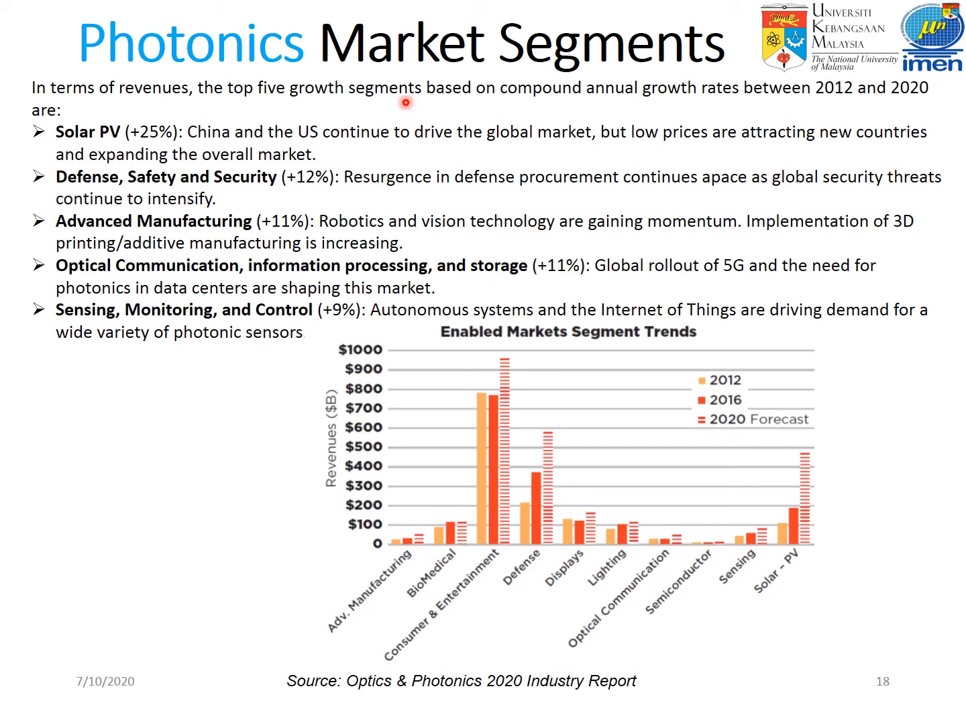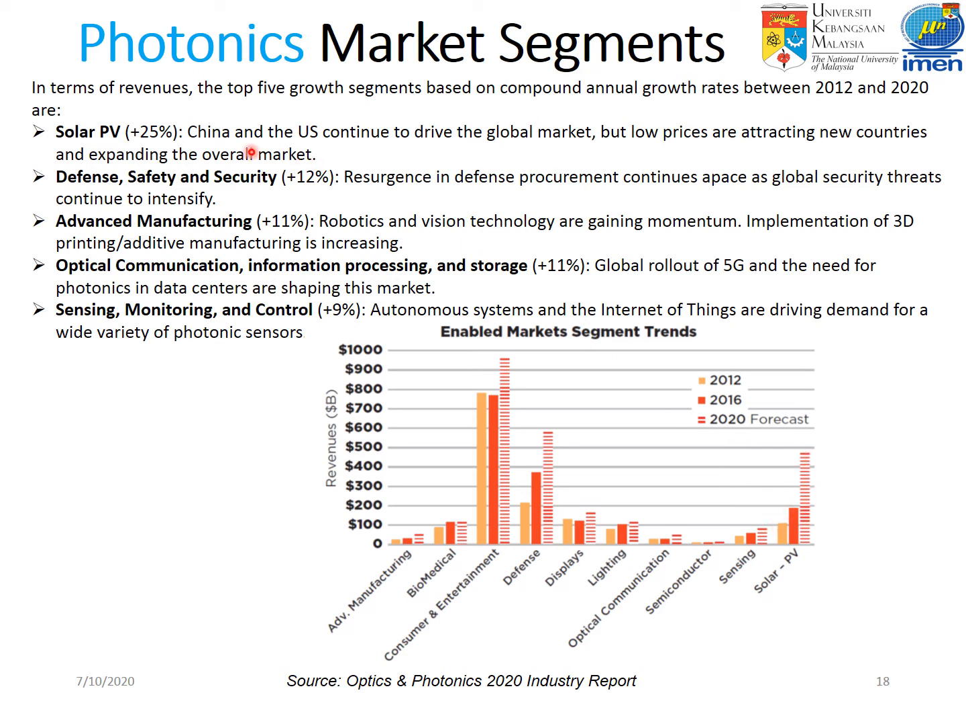In terms of photonics market segment, top 5 growth segments based on compound annual growth rates between 2012 and 2020. So you can see here there are many different fields which involve photonics: additive manufacturing, biomedical, consumer and entertainment, defense, displays, lighting, optical communication, semiconductor sensing, and also solar photovoltaics. So the highest increment or growth rate can be seen in solar photovoltaics. Okay, so it has a sharp increase over here, about 25% increase.